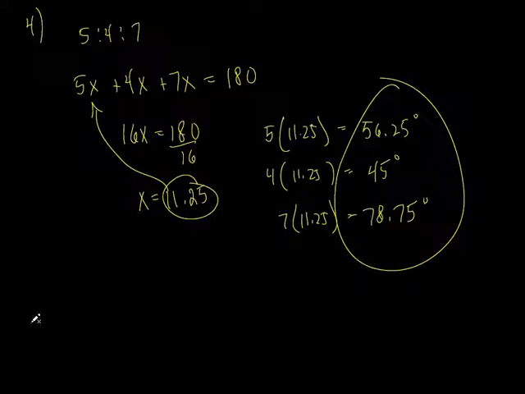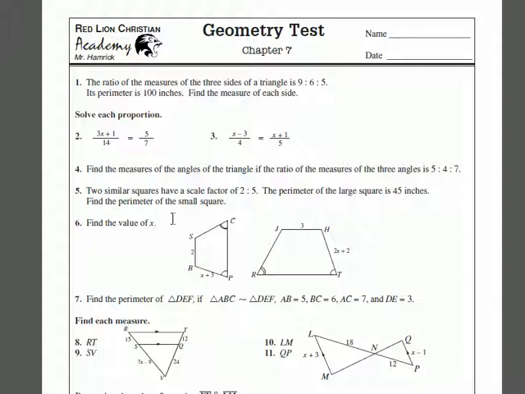All right. Number 5. Let's take a look at that. Number 5 says 2 similar squares have a scale factor of 2 to 5. It says the perimeter of the large square is 45. Find the perimeter of the small one. Let's think. Do we need to draw a picture on this or not? No. No, because if you remember, we have a theorem.